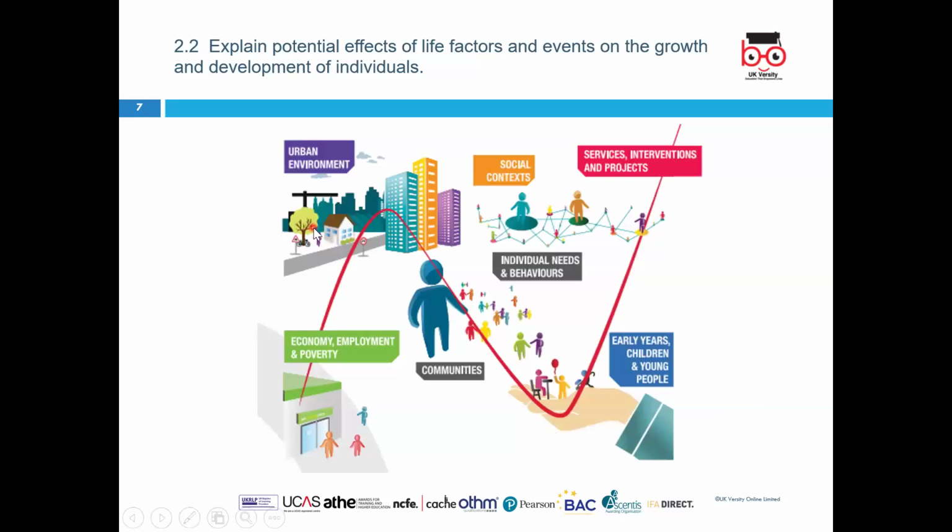Now, this figure very beautifully explains how the different factors are interlinked with each other. So these are potential effects of life factors and events on growth and development of individuals. So if you have good services, interventions, and projects going on, social contexts, the social network is very strong. You have early years children and young people working for you. You have communities that are built up towards improvement, urban environment, and economic employment and poverty. They're reduced. So this has a positive impact, and they're all interlinked, okay, with each other.